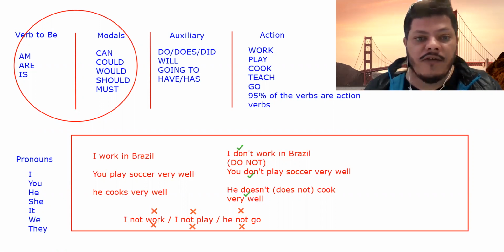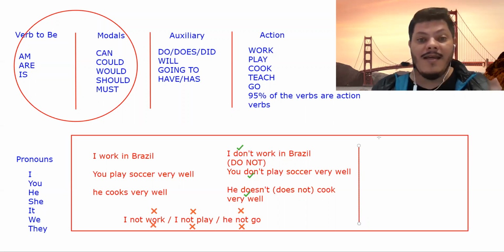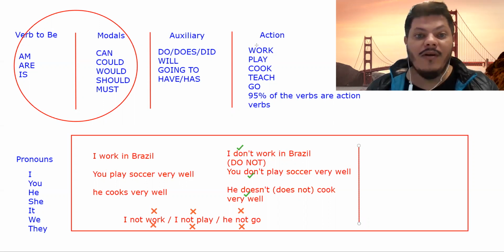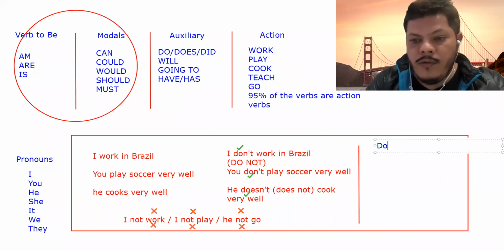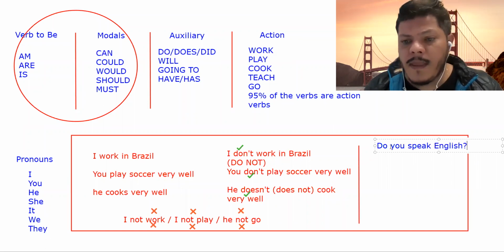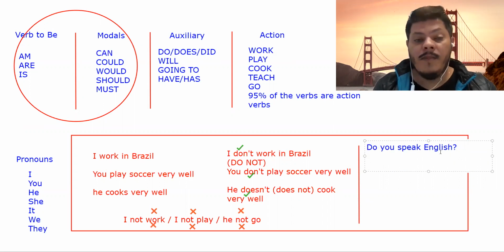Oh, what about questions, Marcella? If I have a question that I need to ask using action verbs, what do I do? That's when you're going to use do you or does he. So, for example, do you speak English? I'm sure you've heard this before many times, and maybe you didn't know what it was. So, do you speak English? That's how you ask a question.